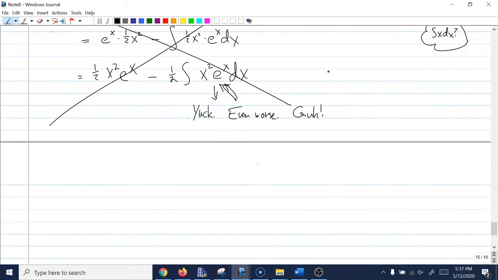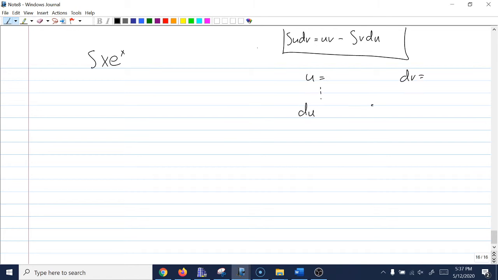Let's actually do an integral by parts. We're going to do that problem. The integral by parts formula is the integral of u dv is uv minus integral v du. I want to say what's u and what's dv. From those, I'm going to say what du is, and I'm going to say what v is. It turns out I had them in the wrong order.